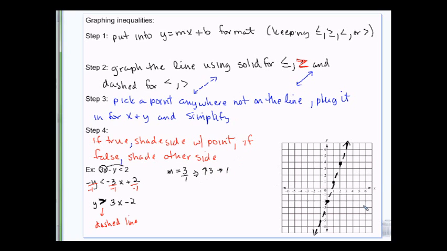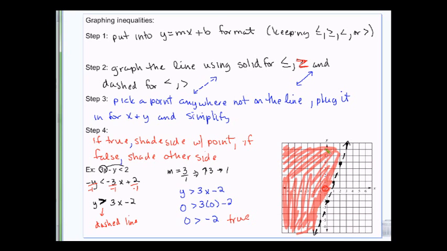Now I can pick any point I want that's not on the line. Whenever humanly possible, I like that point right there, because that point is 0, 0. So I'm going to plug in 0 for y and 0 for x, and that makes everything really nice. So I'm going to do that. I've got y is greater than 3x minus 2. I'm going to plug in 0. 0 is greater than negative 2. This is true. So because it's true, I'm going to shade the side that had the 0 on it.